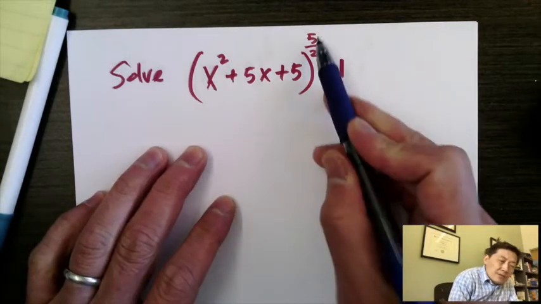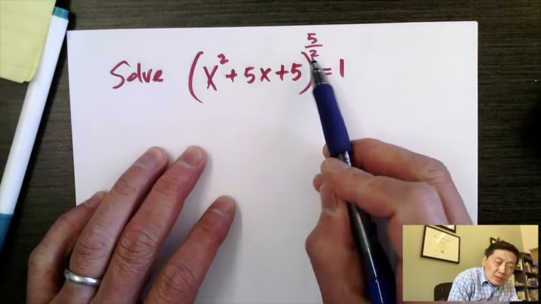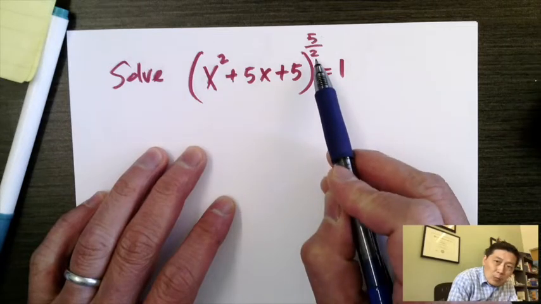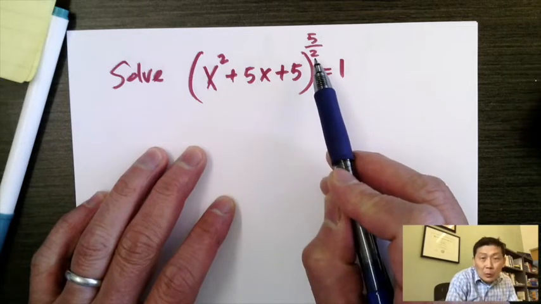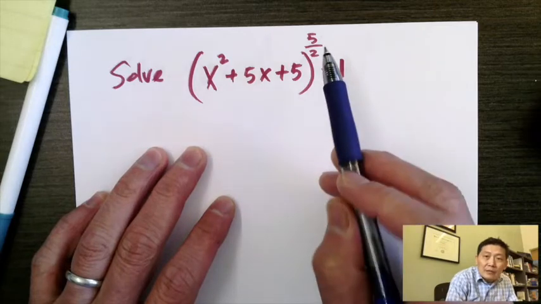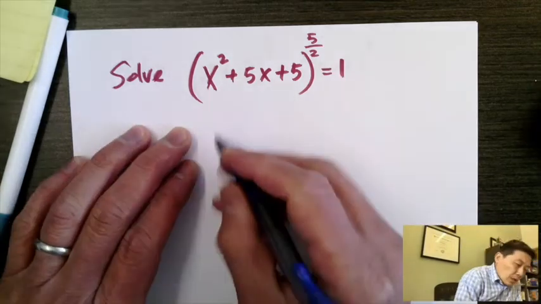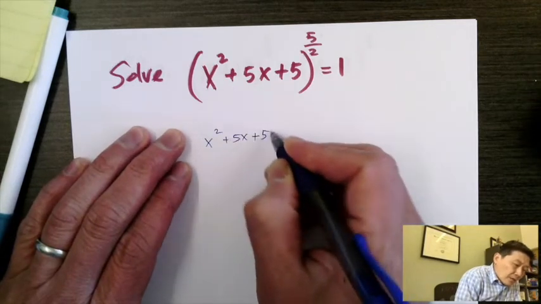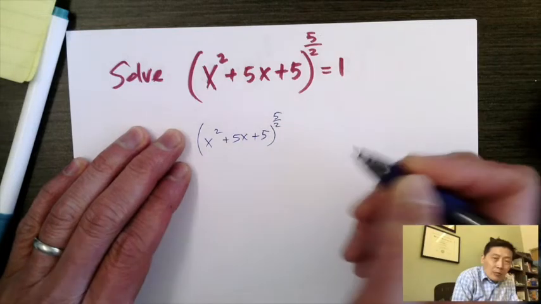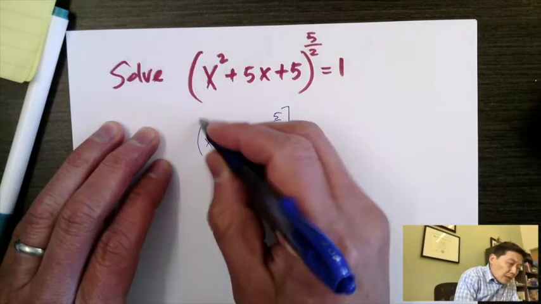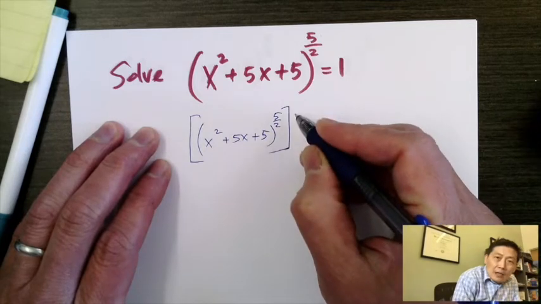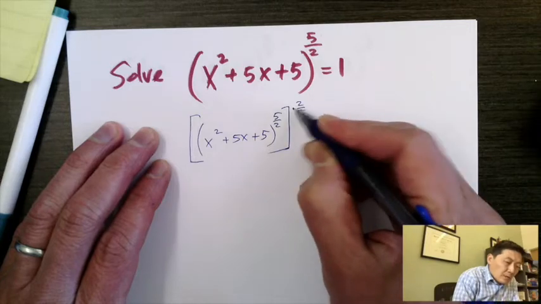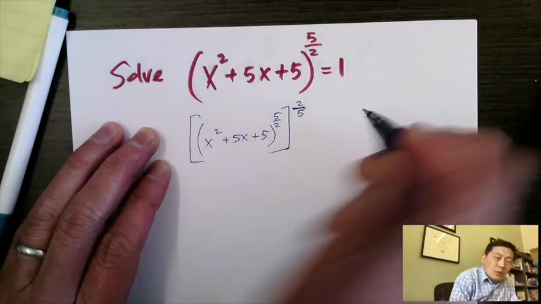If it's five halves power, that simply means it's the whole thing to the fifth power, but also have a 1/2 power. 1/2 power simply means radical square root. So it's a square root and with a fifth power, right? So in this case, on this side, x squared plus 5x plus 5 to the five halves power. What I can do is I can have it expanded to the 2/5 power. To the 2/5 power, the whole thing to the 2/5 power.